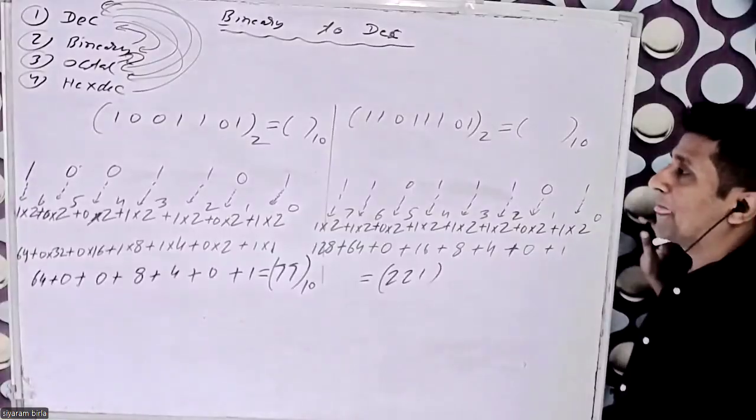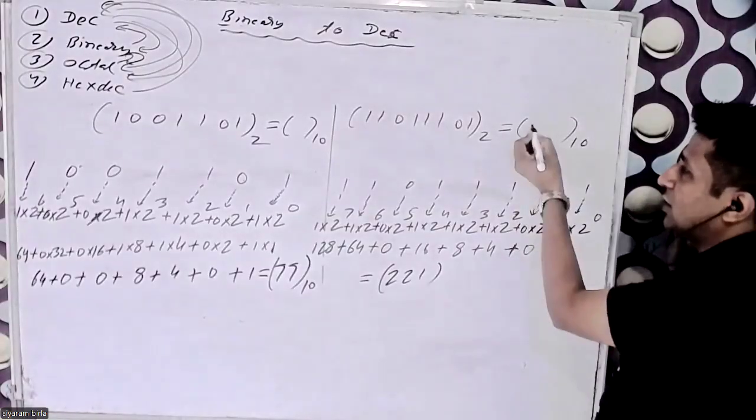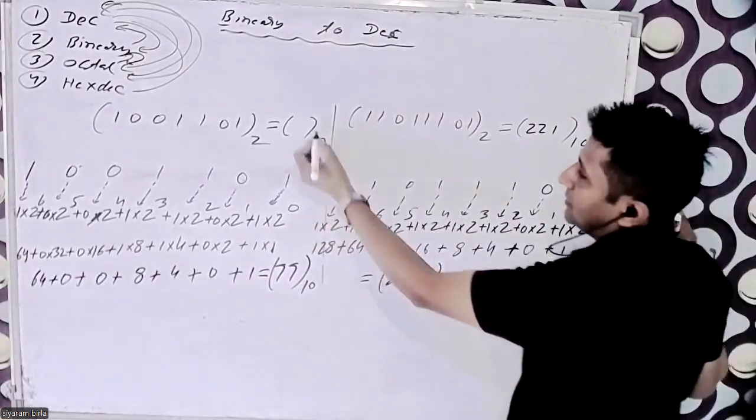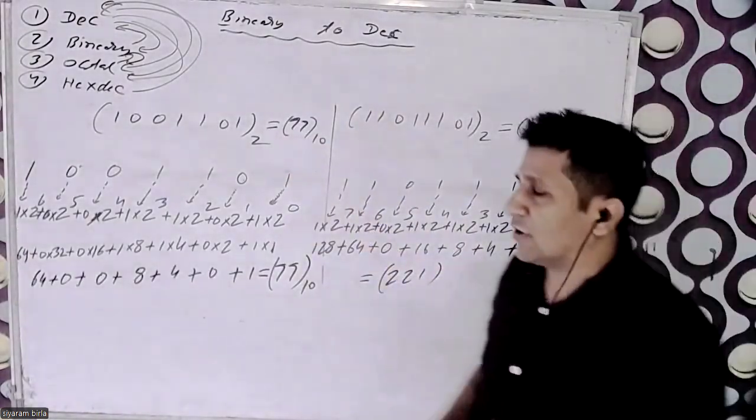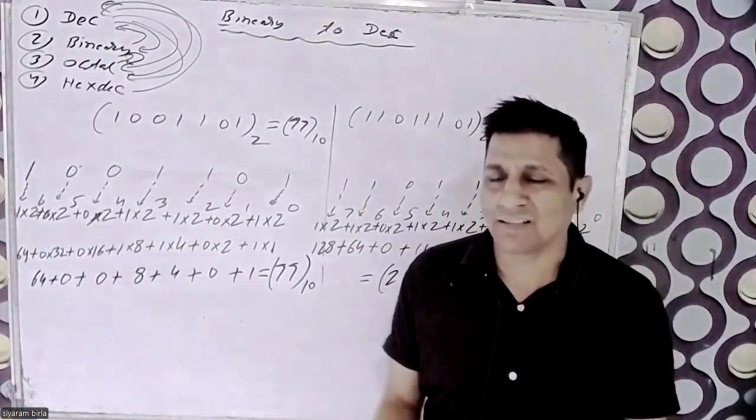So it's a sum of the binary number. Its answer is 221. Its answer is the 77. So that method is very difficult. That is the very long cut method.